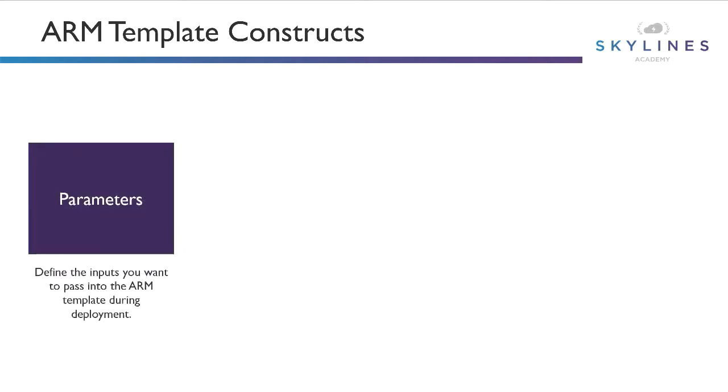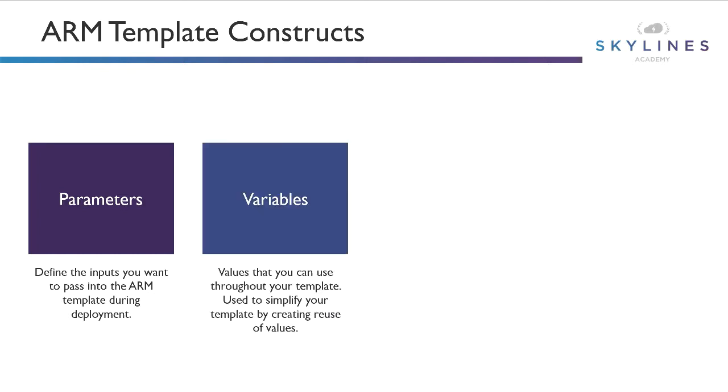Now let's take a little bit closer look at the template files themselves. Within each template file, you can define parameters. And a parameter is something that, again, you can pull from a parameter file or you can enter at runtime. But essentially, these allow you to pass arguments into the ARM template. A perfect example of this would be the storage account name and the location.